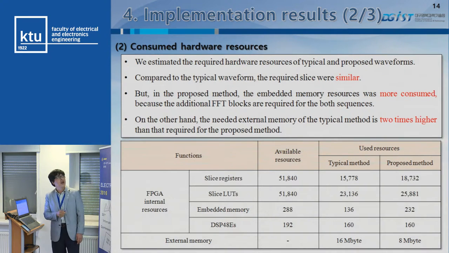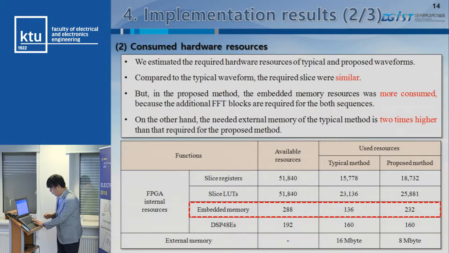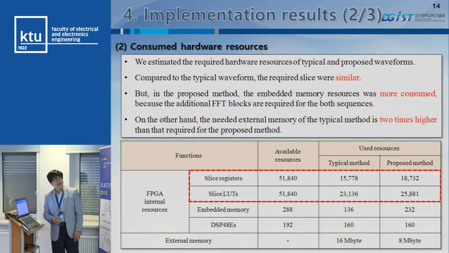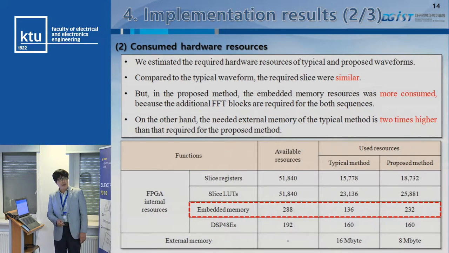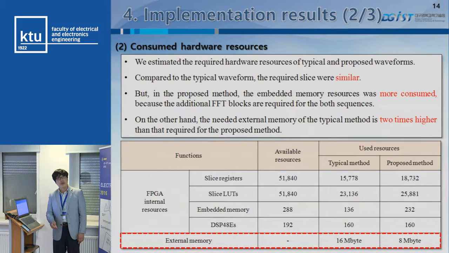First, we estimate the required hardware resources of typical and proposed methods. Compared to the typical waveform, slice registers and slice LUTs are very similar between the typical method and proposed method. Next, in the proposed method, embedded memory resources in the FPGA are more consumed because additional FFT blocks are required for both sequences. But the needed external memory of the typical method is two times higher than that required for the proposed method.